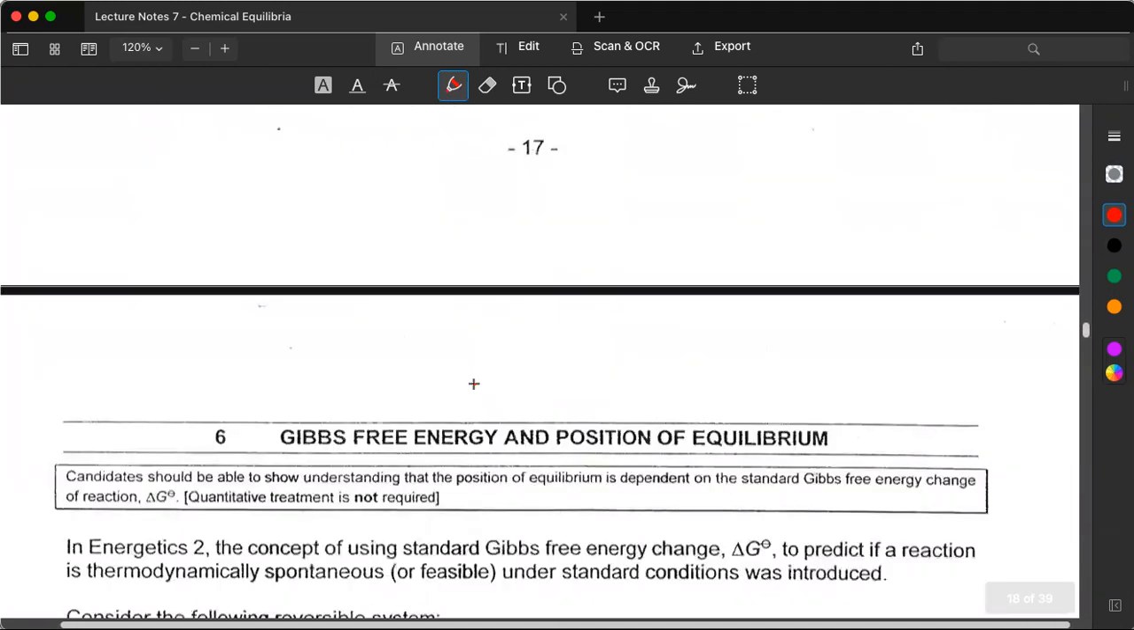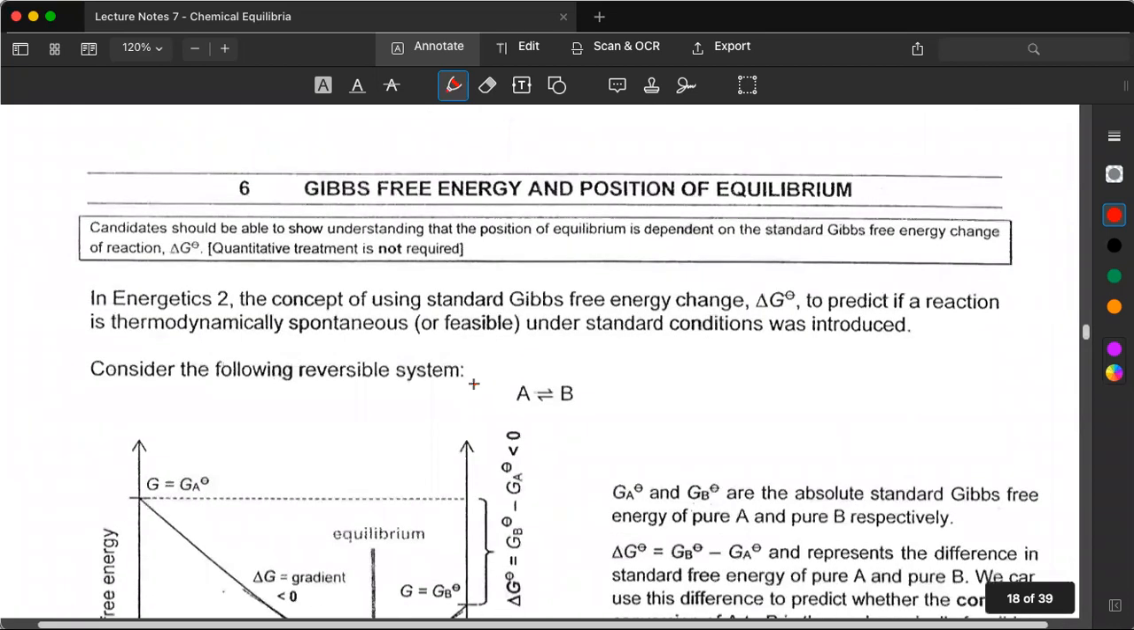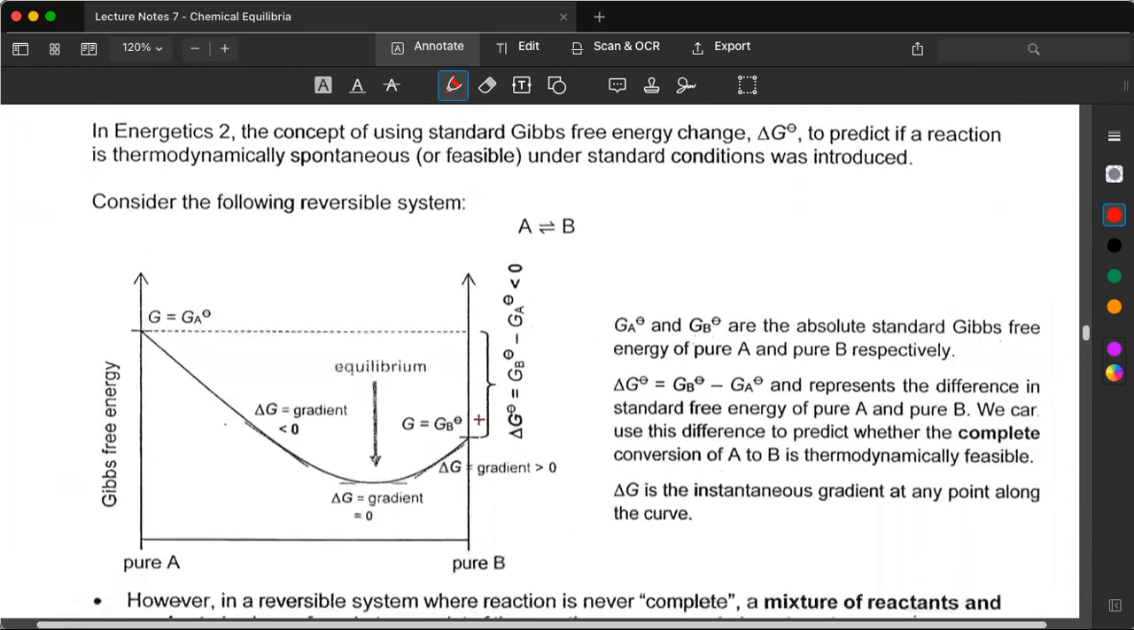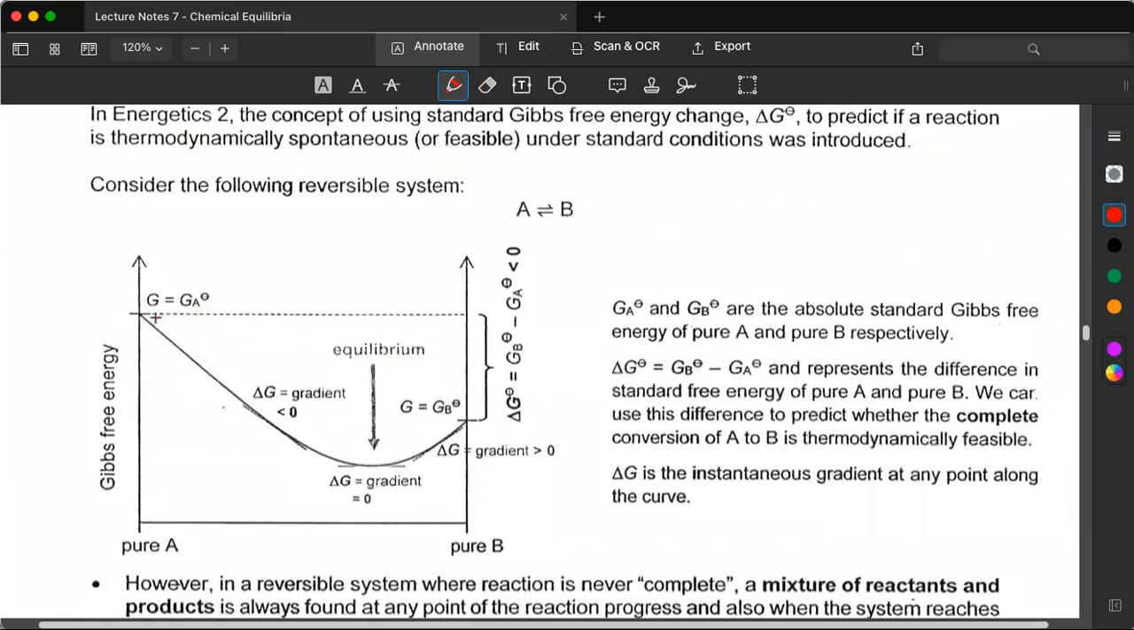Next one. Gibbs free energy and position of equilibrium. So in the previous topic on energetics, the concept of using standard Gibbs free energy change helps to predict if a reaction is feasible. Now, GA and GB are absolute standard Gibbs free energy of pure A and pure B. So the change in Gibbs free energy equals B minus A and represents the difference in standard Gibbs free energy of pure A and pure B.